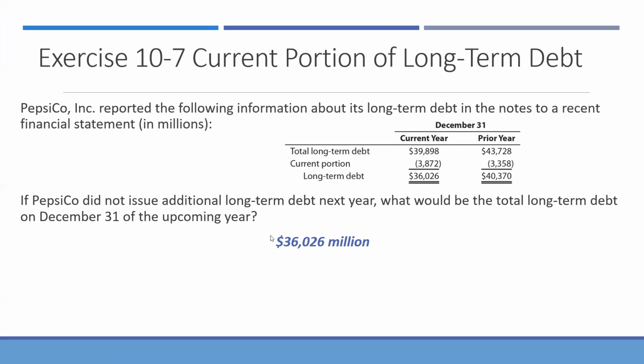And if Pepsi did not issue additional long-term debt next year, what would the total long-term debt be on December 31st of the upcoming year? It would be 36 billion because we paid up, it was 39 billion this year. We paid off 3.8 billion, and then now it's 36 billion. This is the amount of principal payments that were made. Pay off the principal, there's less due next year. And so if we know that this is what's due, this is the payments that are going to be made this year, we know what the balance is going to be next year.